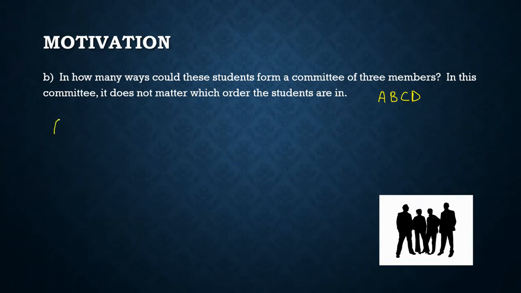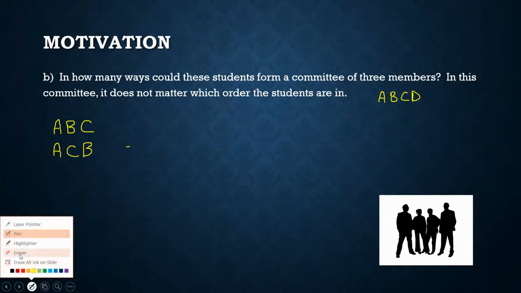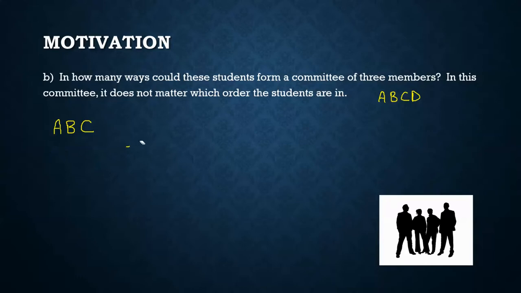So for example, ABC would be one group, one committee, but ACB, even though it's a different order, so maybe that's A as president, B as vice president, C as secretary, versus A as president, C as vice president, B as secretary. If we're just talking about a committee, those are the same committee. And so ACB isn't actually a new committee. It's the same. So we're looking for how many different groups of 3 people can we make here, but the order doesn't matter. So if you want to take a moment and think about how many different committees you can make, you can pause the video and then unpause when you're ready.